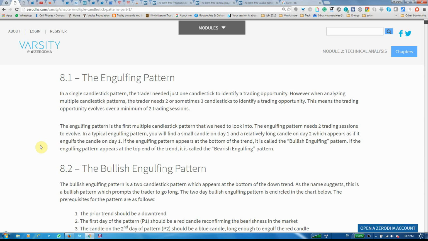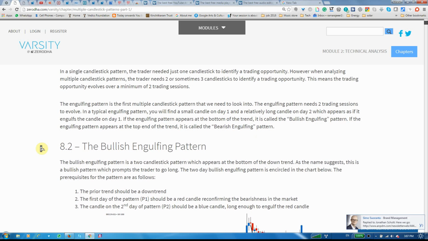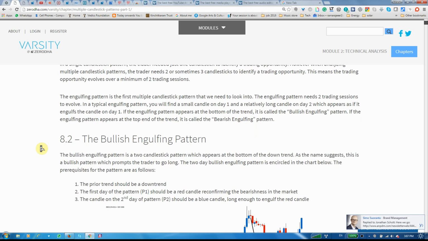The engulfing pattern is the first multiple candlestick pattern that we need to look into. The engulfing pattern needs 2 trading sessions to evolve. In a typical engulfing pattern, you will find a small candle on day 1 and a relatively long candle on day 2, which appears as if it engulfs the candle on day 1. If the engulfing pattern appears at the bottom of the trend, it is called the bullish engulfing pattern. If the engulfing pattern appears at the top end of the trend, it is called the bearish engulfing pattern.